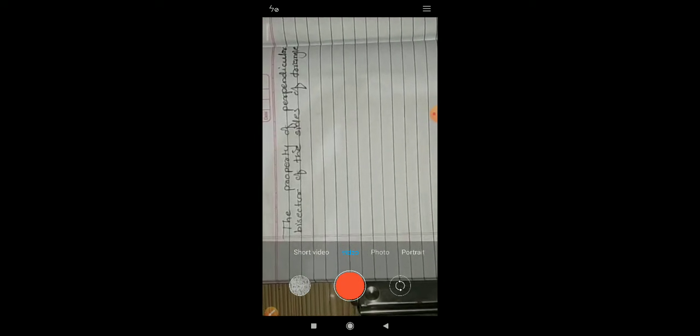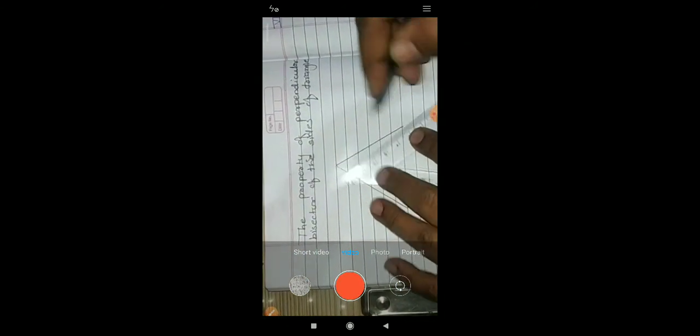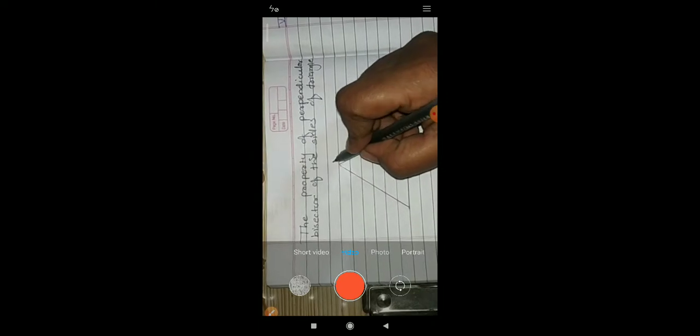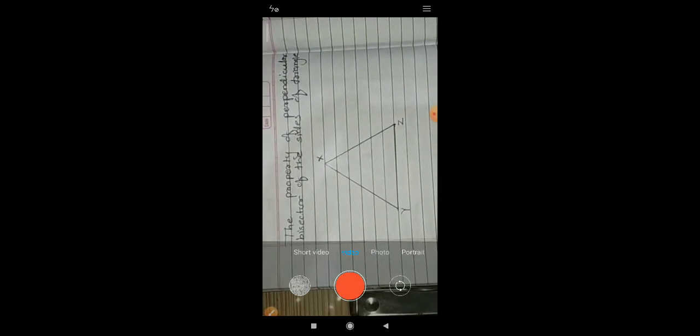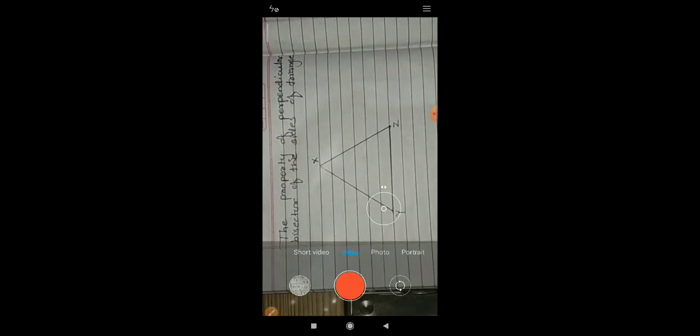Now, to draw the perpendicular bisector for a triangle, first we will see how to draw the perpendicular bisectors for an acute angle triangle. For that I will draw here one triangle which is an acute angled triangle. Okay, so this is our triangle. I will name it X, Y, and this is Z. This is an acute angle triangle.